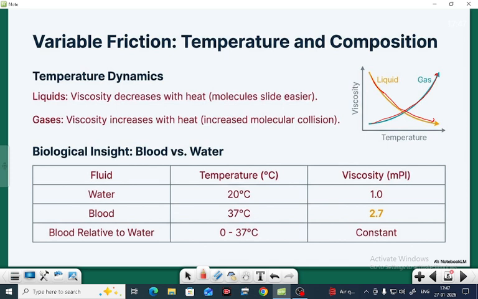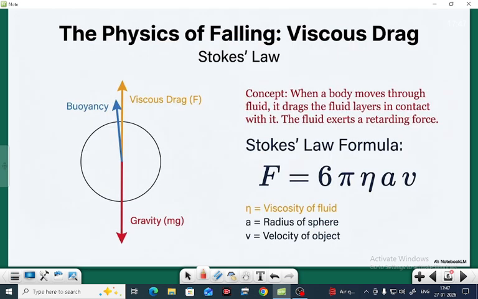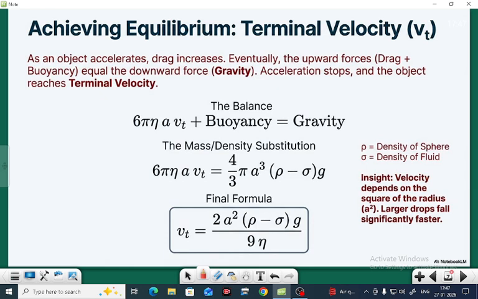Now we get another important topic: the physics of falling, viscous drag, Stokes law. You see in Stokes law, gravity equals buoyancy plus viscous drag. When a body moves through a fluid, it drags the fluid layers in contact with it. The fluid exerts a retarding force. The Stokes law formula is F equals 6 pi eta a v. Eta is the viscosity of the fluid, a is the radius of the sphere, and v is the velocity of the object.